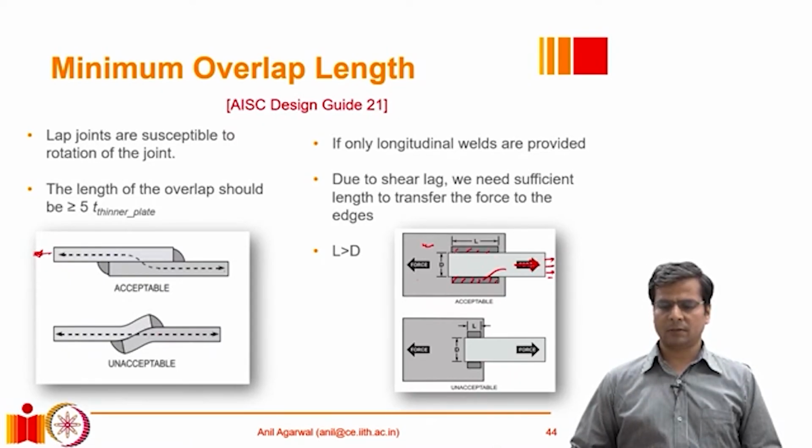However, at the welded joint, all that force has to come through the edges, and when the force has to come through the edges, we need to provide sufficient length of this joint. We have to provide sufficient length so that the force can get transmitted from center to the edges, right? So for that, there is a condition that the length of the joint should be greater than or equal to the width of the plate, because the wider the plate is, the longer it will take for the forces to get transferred to the edges.